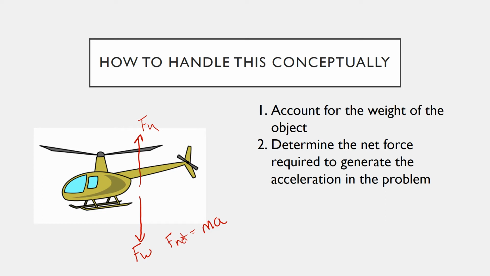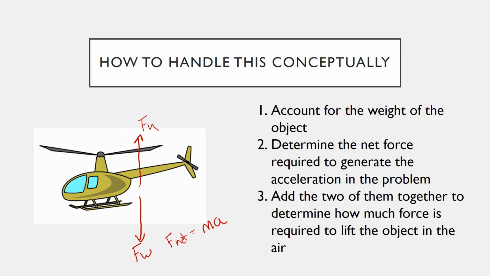Since the helicopter is going to go upwards, that F net is going to also go in this direction. So F net is in the upwards direction. The normal force, which is just enough to counteract the weight of the object, is also in the upwards direction. So the applied force that we generate from the rotors is going to be the sum of those two. Our lift force, or applied force, is the sum of the normal force and the net force.